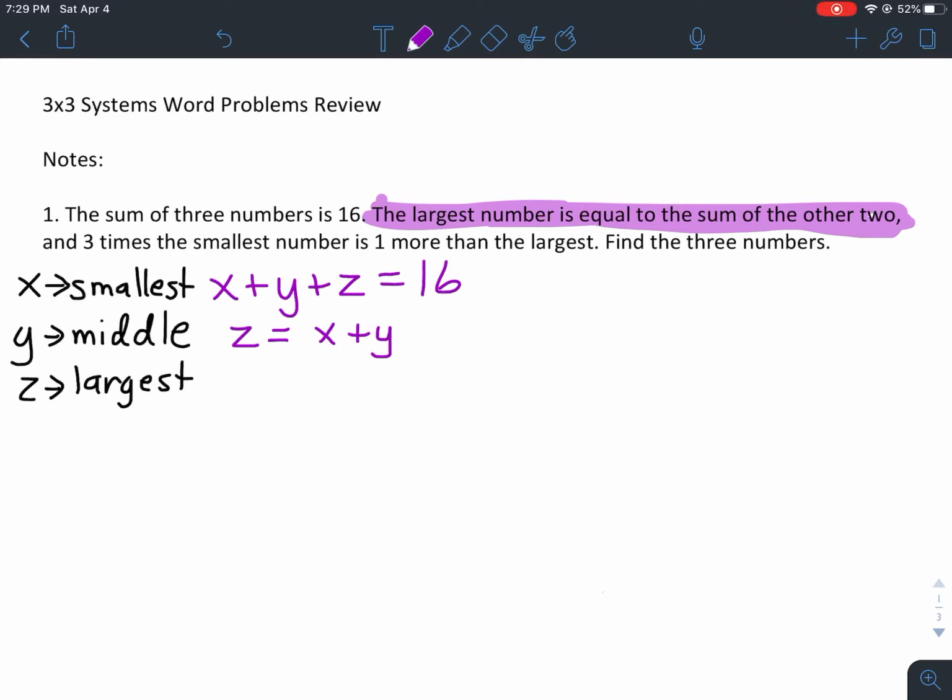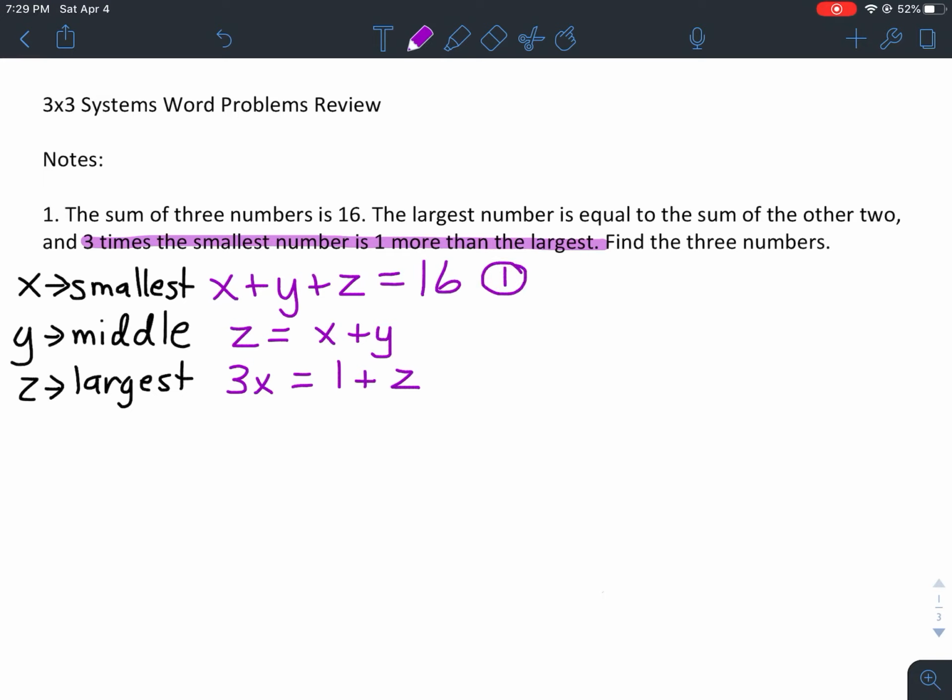That's my second equation. And my third one is going to come from this next part right here, which is 3 times the smallest number is 1 more than the largest. So we have 3 times the smallest, so 3 times x equals. 1 more than means plus, so 1 plus the largest, which is z. So now I have my three equations. I have my first equation, my second equation, and my third equation.